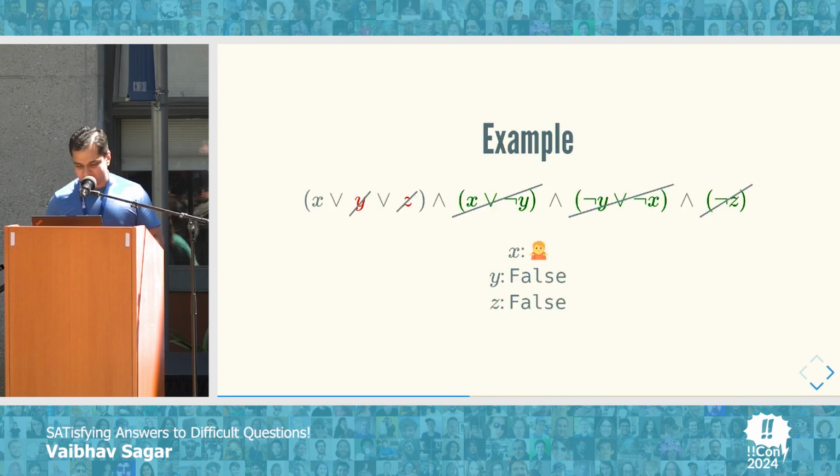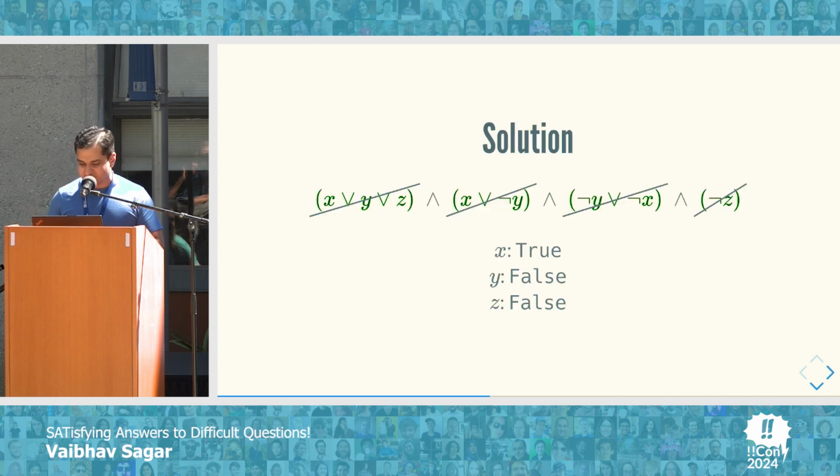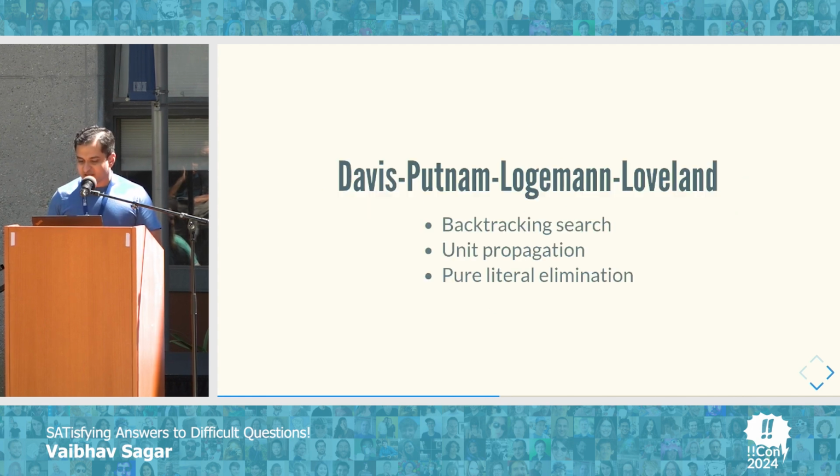And this is looking a lot nicer. The second, third, and fourth clauses are satisfied, and Y and Z have both been removed from the first one, and we're left with just X. And then we can do the other thing, pure literal elimination, where if there's only one possible value for something, we just go ahead and assign it. So solved. We've solved this propositional logic formula. So this is known as Davis, Putnam, Logemann, Loveland, after the authors, and it's essentially naive backtracking search with unit propagation and pure literal elimination.